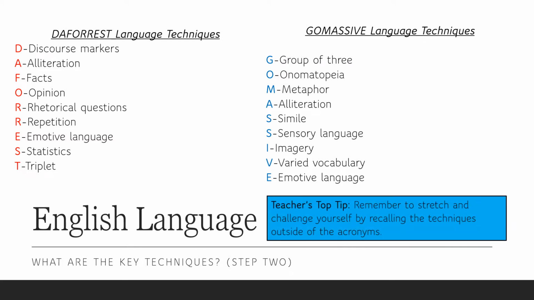And then the thing I want you to think about is to try and stretch and challenge yourself by recalling the technique outside of the acronym. So there are other techniques that we can use. You've probably heard of things like personification or pathetic fallacy or semantic field or anything like that. If you know them, that's absolutely fantastic. But if you're just learning English language for the first time, if you struggle to remember some of the techniques, then this is a really good foundation to start yourself up on. And again, it's all about our step 2, thinking about what are some of the key techniques that you need to pass this paper.